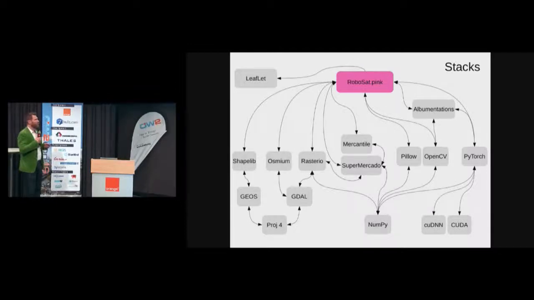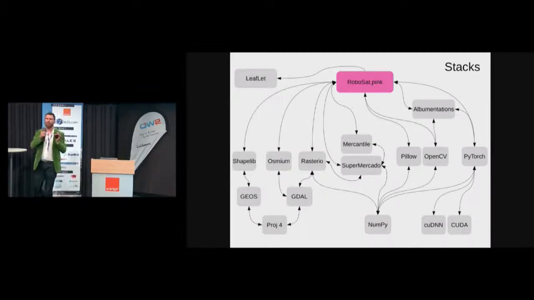So what about the stacks? There are three kinds of open source stacks related to these tools. The first one is a GIS one. The other one is related to computer vision, and the third one is related to deep learning. So there are three kinds of stacks involved in this solution.